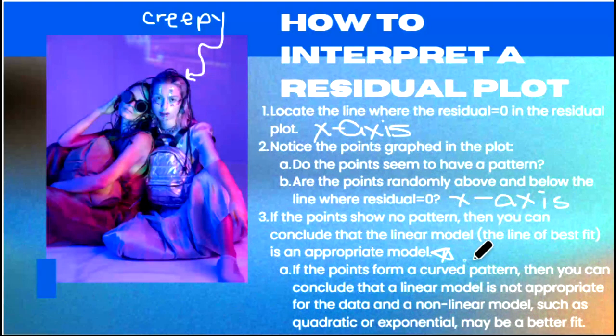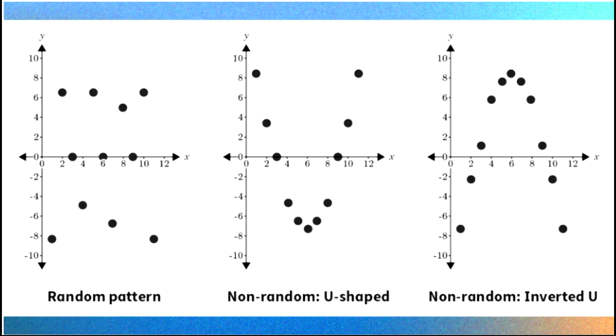If the points form a curved pattern, if you can see a pattern, then you conclude that the linear model is not appropriate for the data, and a non-linear model, such as quadratic or exponential, may be a better fit. So if it has a pattern, it's not a good thing. We want random, okay? So if you look here, these are examples. This is a random pattern. We could not draw one line through this and have it make a pattern. We could draw like 3 lines, but that's not what we're after, okay?